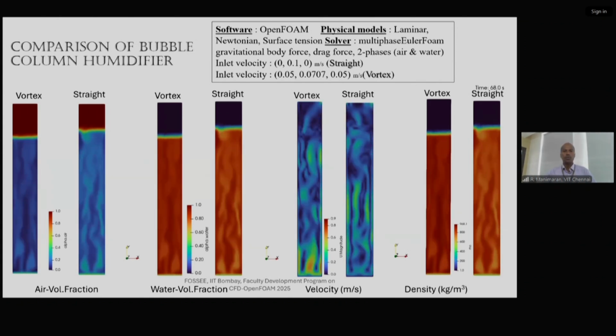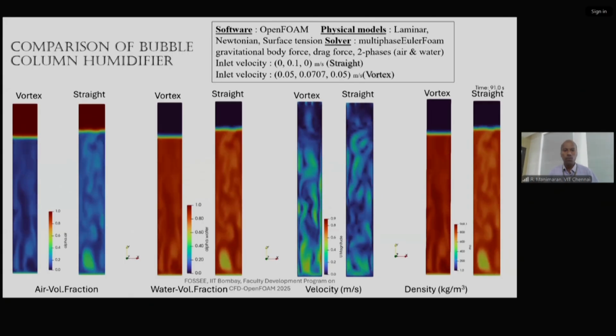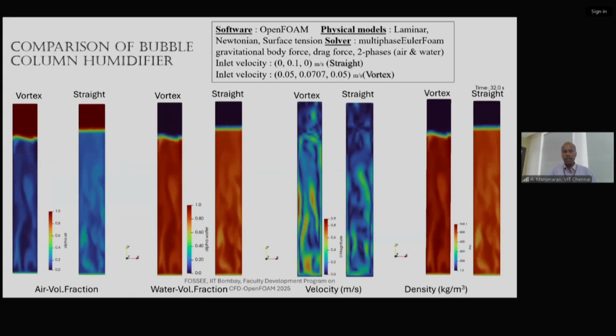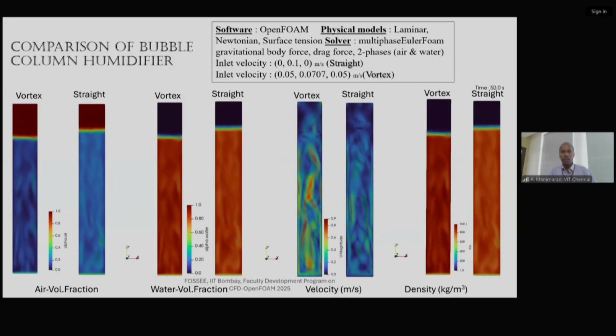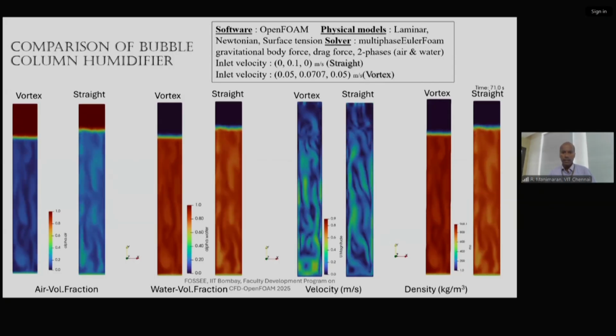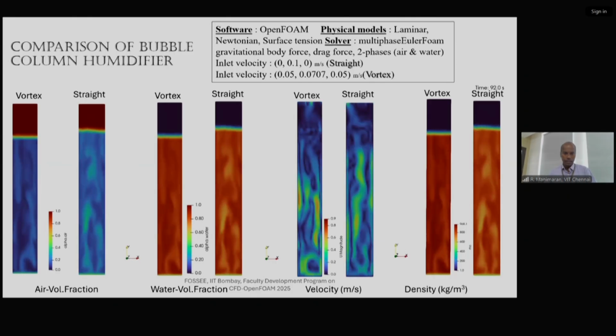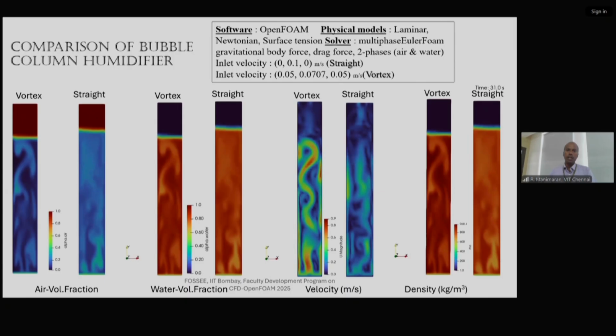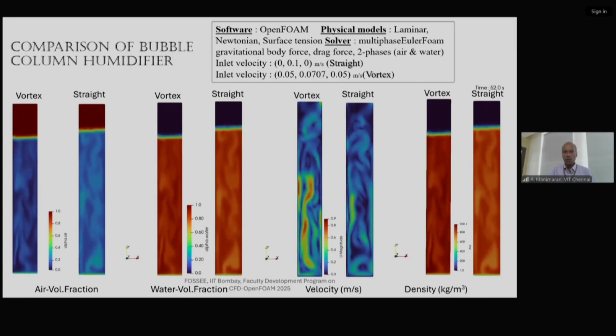So the airflow is being modified into a swirl flow, and we identify the fluid interface capturing and bubbly flow also using multiphase Euler flow, maintaining the same flow rate of the air. That's the important thing. So here we can see that in the vortex, the interface is lowered, and the efficiency of the evaporation also is better.